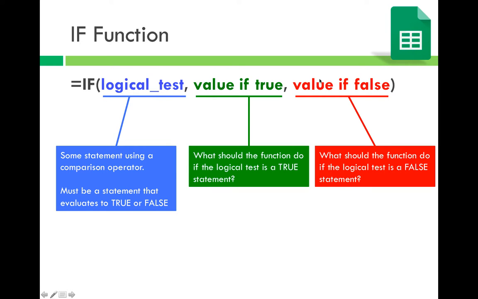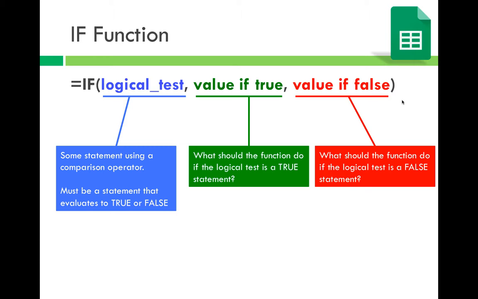Okay. So here are your 3 arguments. First is the logical test, some sort of a comparison statement. Evaluate this statement. If this statement is true, jump to the second argument and do whatever it says there. If the logical test is a false statement, jump to the third argument and do whatever it says there on the value if false. Okay?